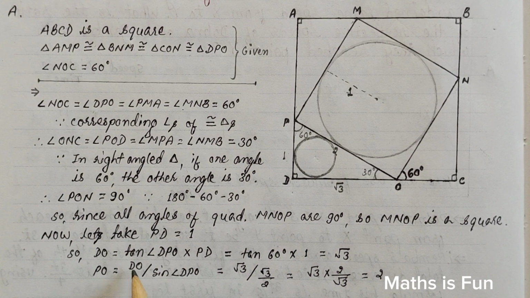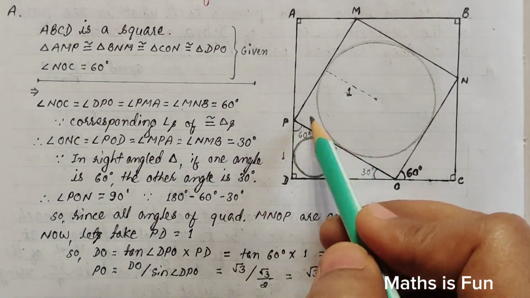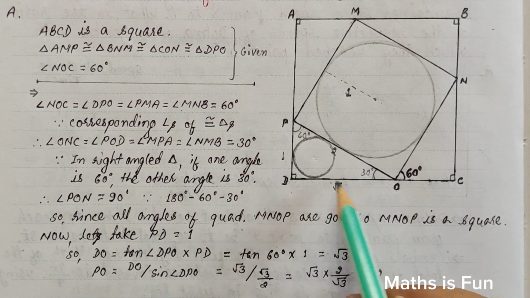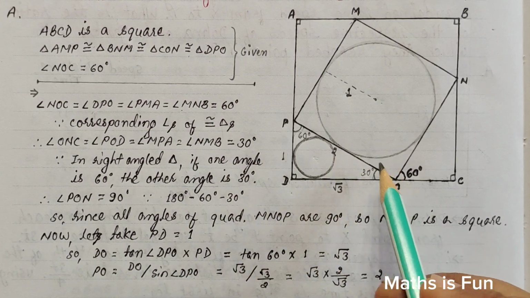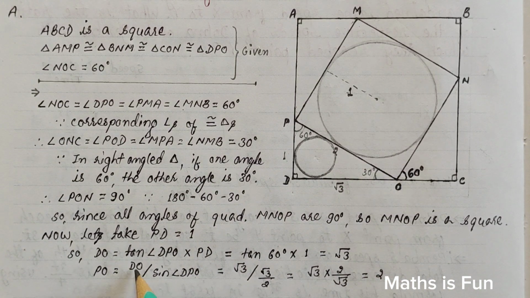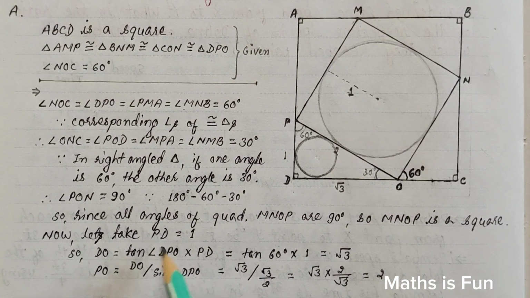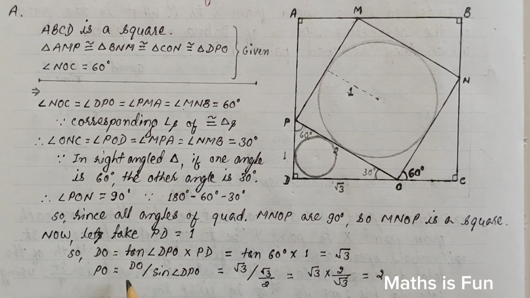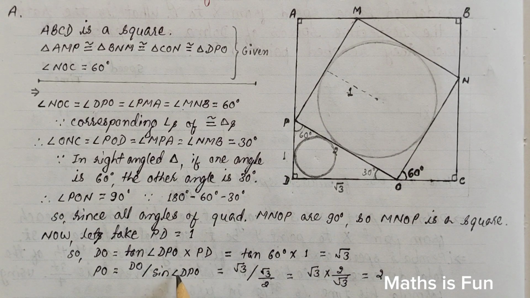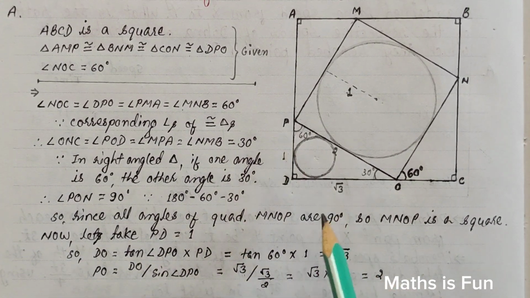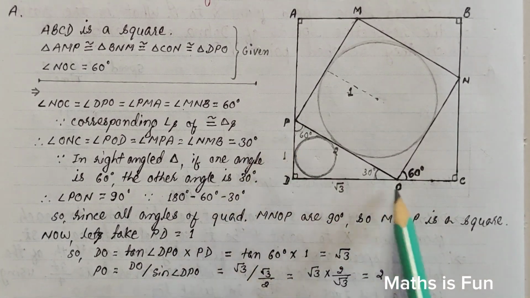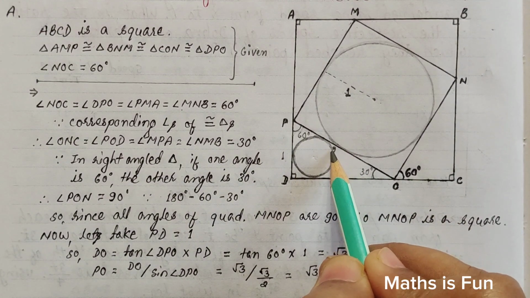Likewise you can also find PO. PO is DO over sine of angle DPO. For this angle, sine will be opposite over hypotenuse, opposite is DO over PO. So we can put PO on the left hand side and DO on the right hand side. DO we have already found out to be root 3, and sine DPO, that means sine 60 degrees, is root 3 over 2. So if you simplify it, we get 2. So PO is 2, so we write this as 2.